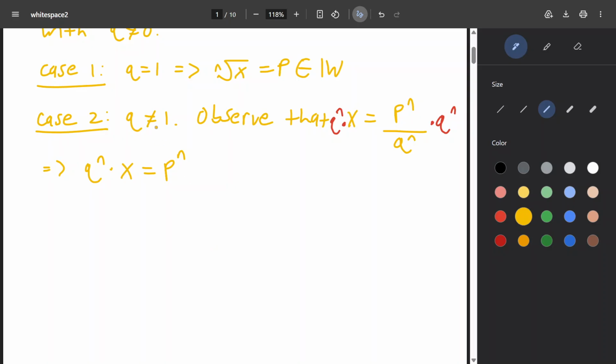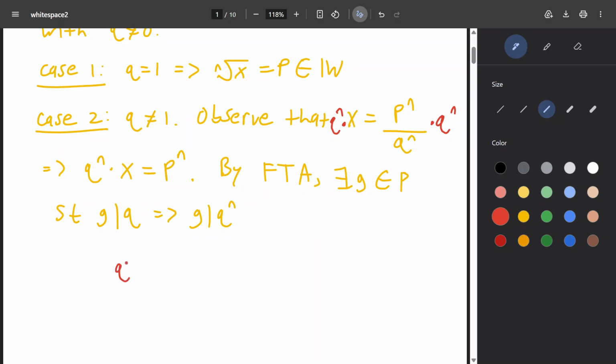Well, since q isn't equal to 1, we know by the fundamental theorem of arithmetic that there exists a prime number g. So there exists a g in the set of prime numbers such that g divides q. Okay, great. Well, this implies that g also divides q to the n.